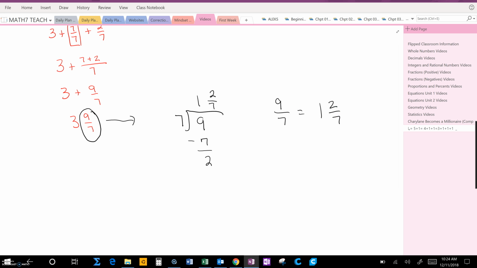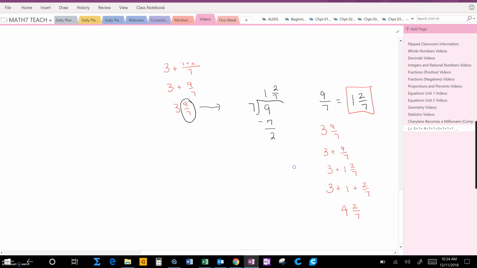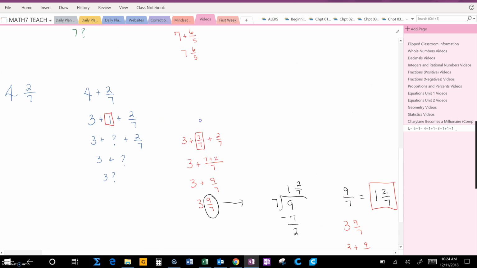So if we have 3 and 9/7, that means 3 plus 9/7. And we just saw that 9/7 is equal to 1 and 2/7, which is the same thing as 1 plus 2/7. 3 plus 1 is 4, and 4 plus 2/7 is 4 and 2/7. And that's where we started at the very beginning.